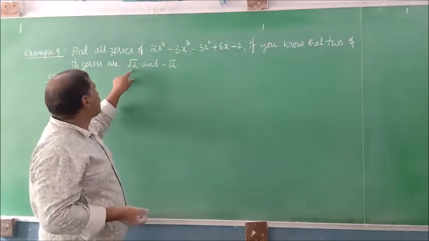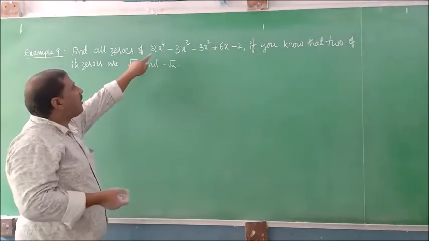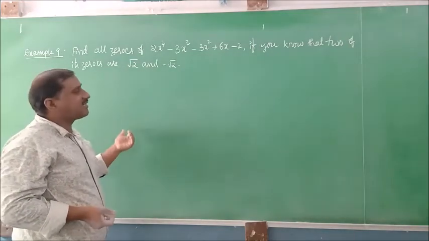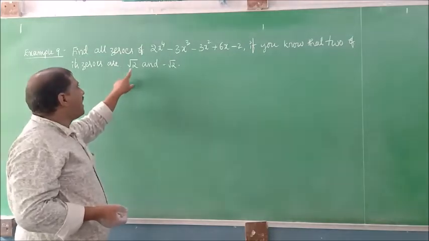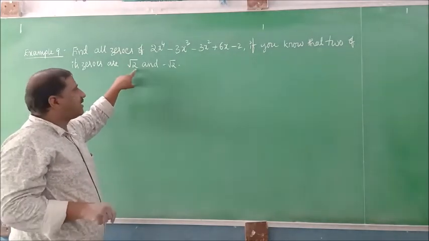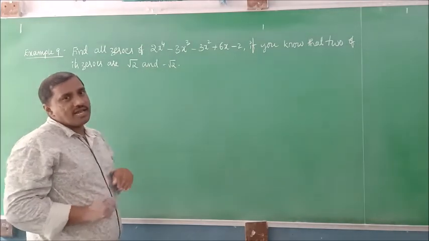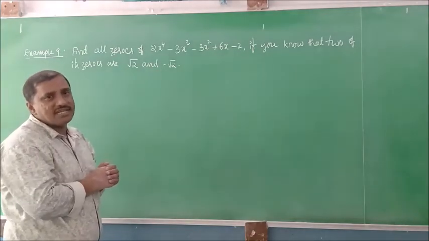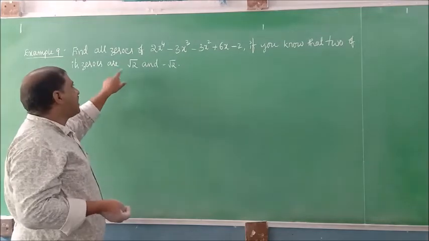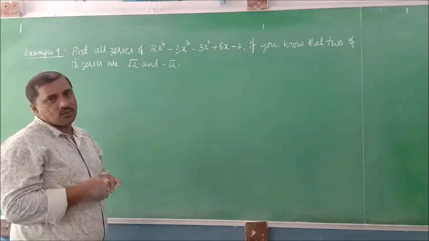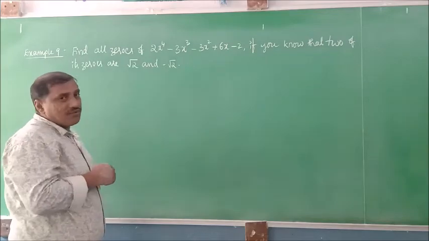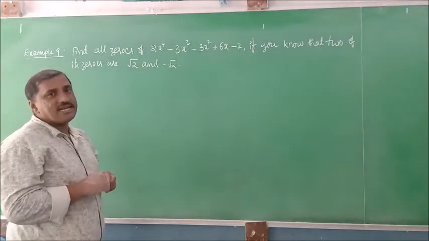So root 2 is a zero of the polynomial 2x power 4 minus 3x cube minus 3x square plus 6x minus 2. Then x minus root 2 is a factor. x plus root 2 is a factor. So from these two zeros, write two factors using the factor theorem. That is x minus root 2 and x plus root 2 are the two factors. So the product of these two factors is also a factor of the given polynomial.